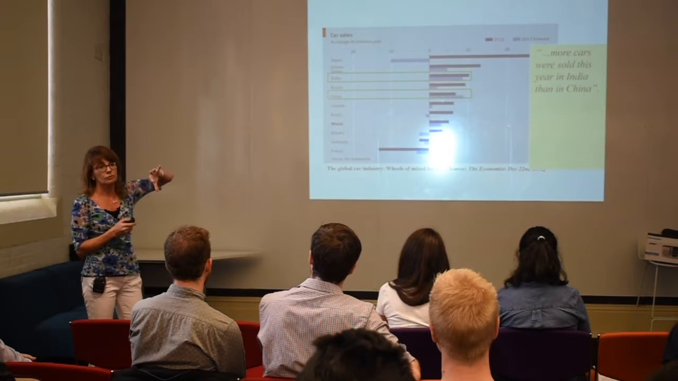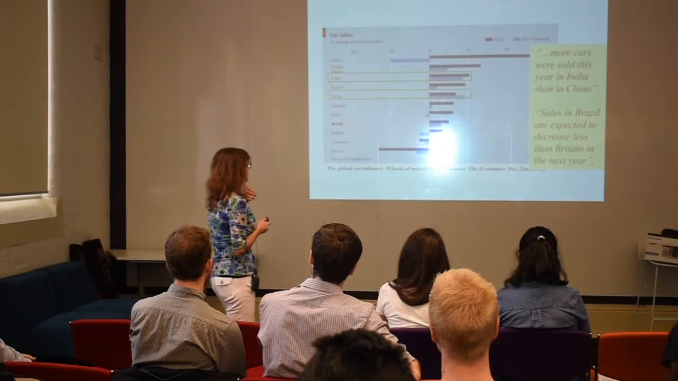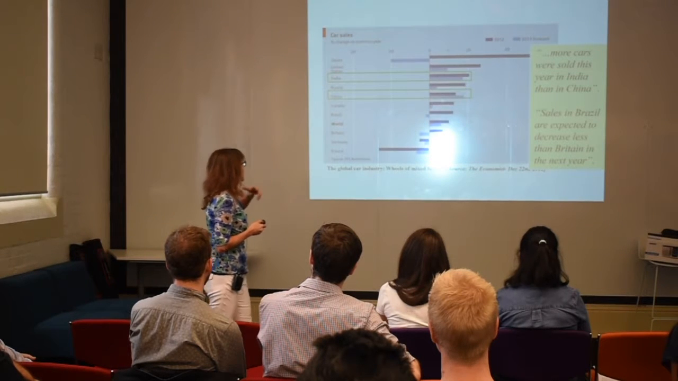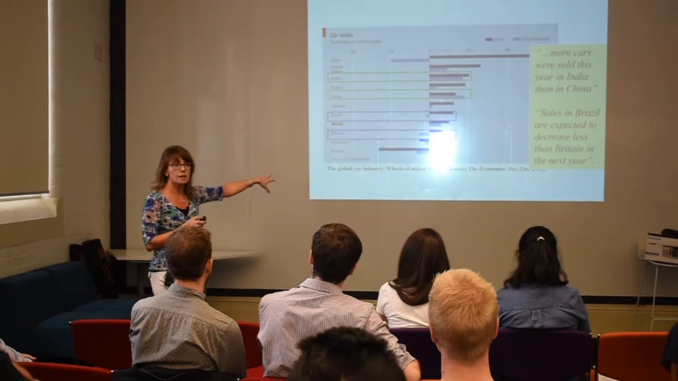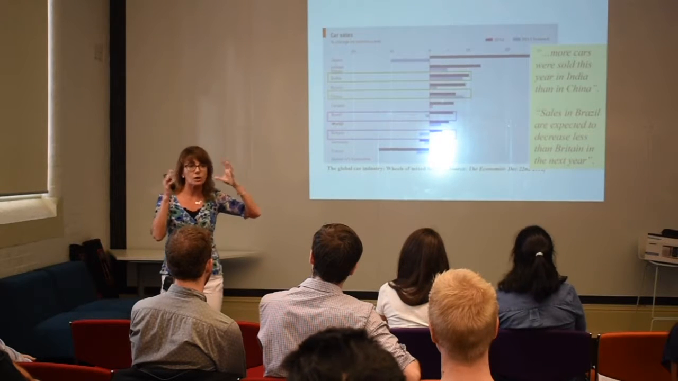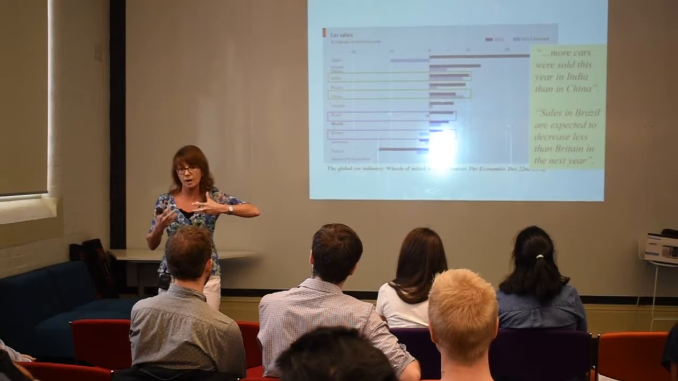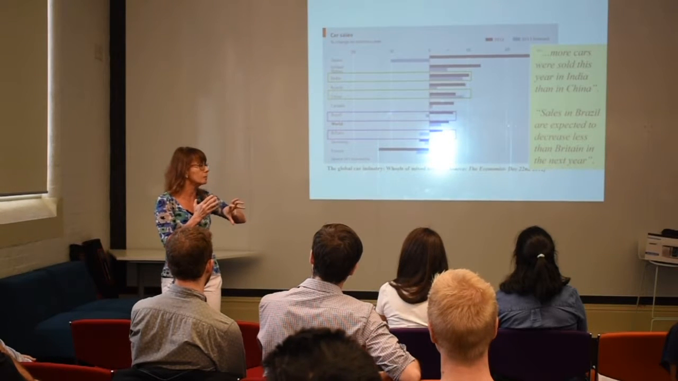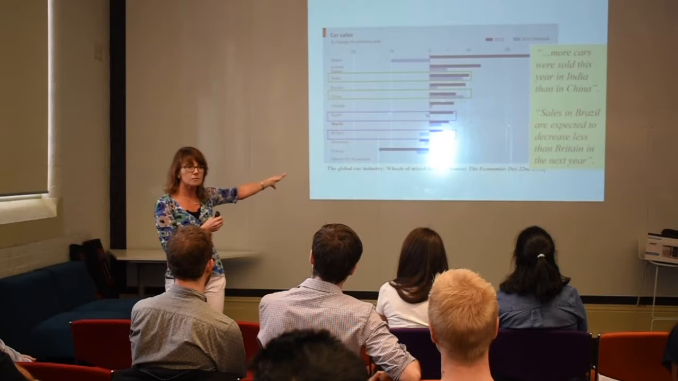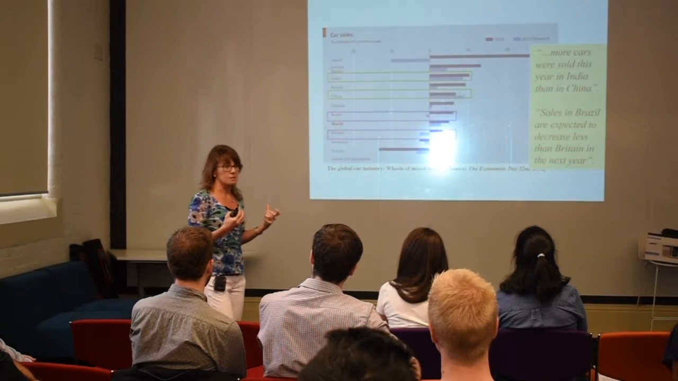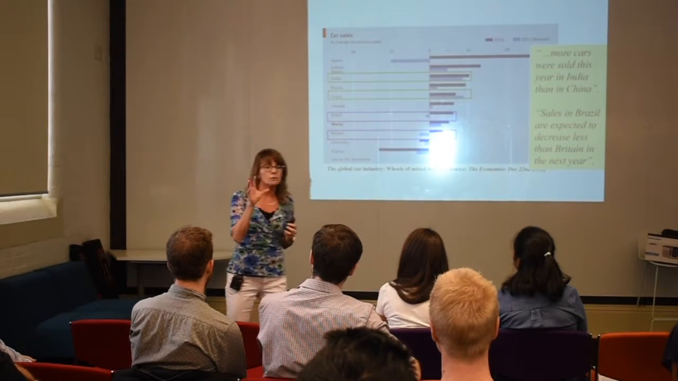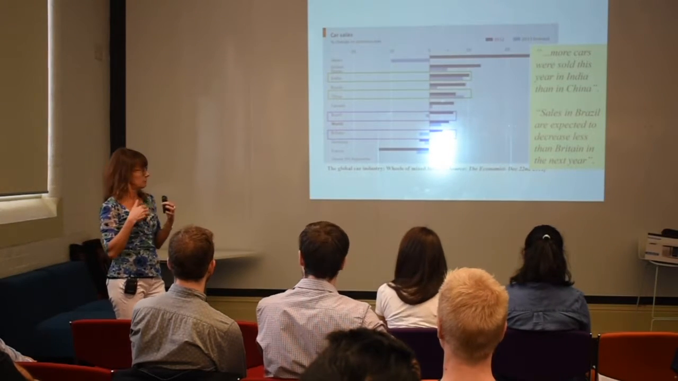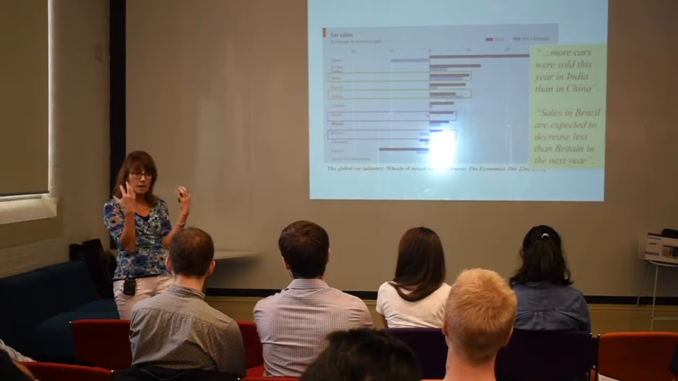Then you go back to your text, keep reading, and it says, oh, and sales in Brazil are expected to decrease less than Britain in the next year. These are just two other bars, right? So if you think about it, the user has to kind of go back and forth, read the text, think about these different inferences, and identify the elements in the graph where this information is represented, okay? So it's well known that for some users, dealing with these multiple different forms of information presentation can be difficult.